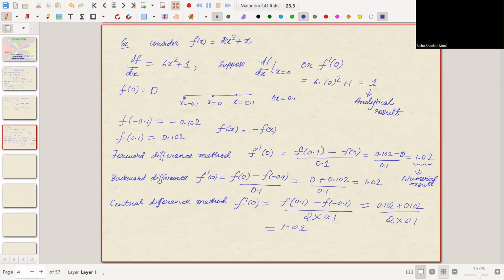So I'll give you a task. Find a different function and apply all 3 methods, and see which one is good. Here we were lucky that all 3 came out the same, but it won't be so in other examples. This is just one lucky example.